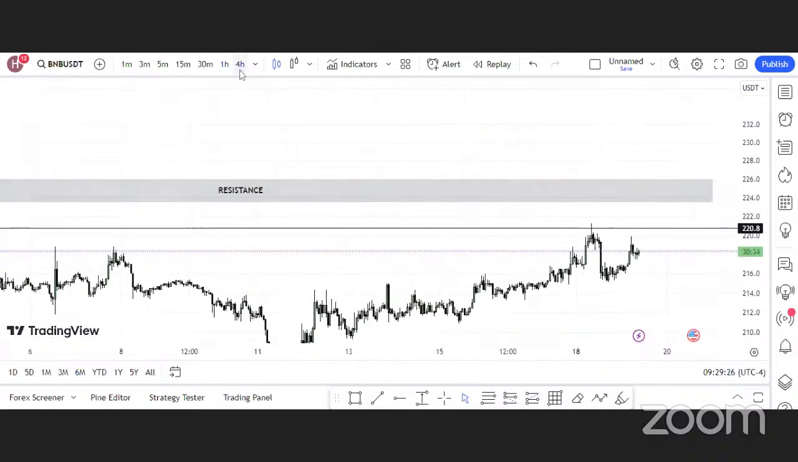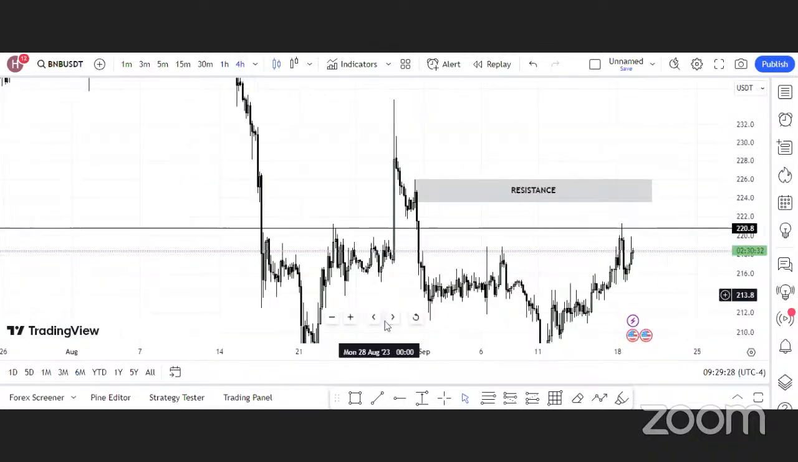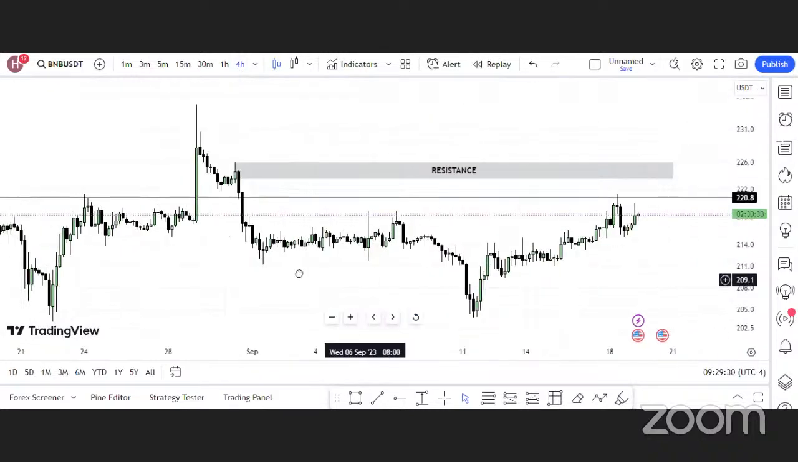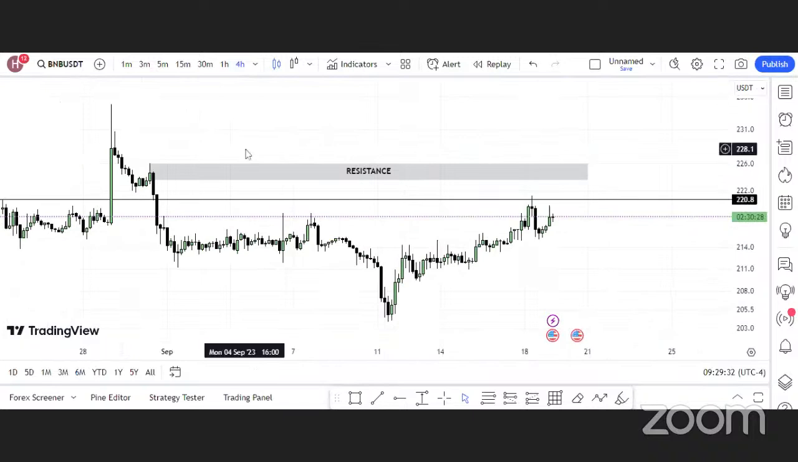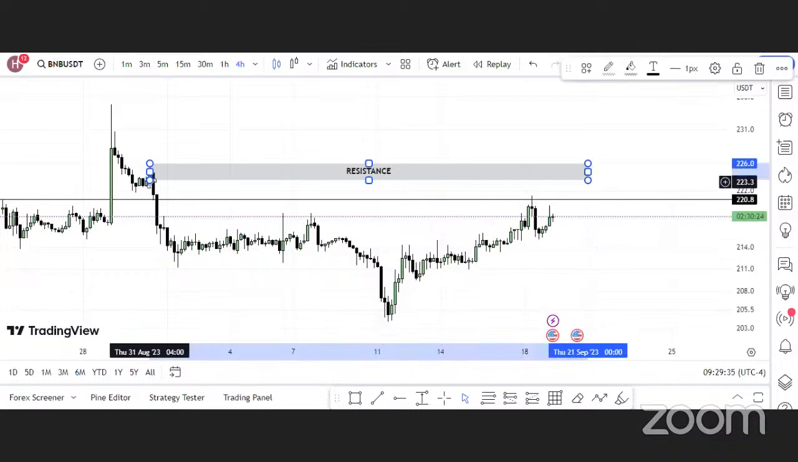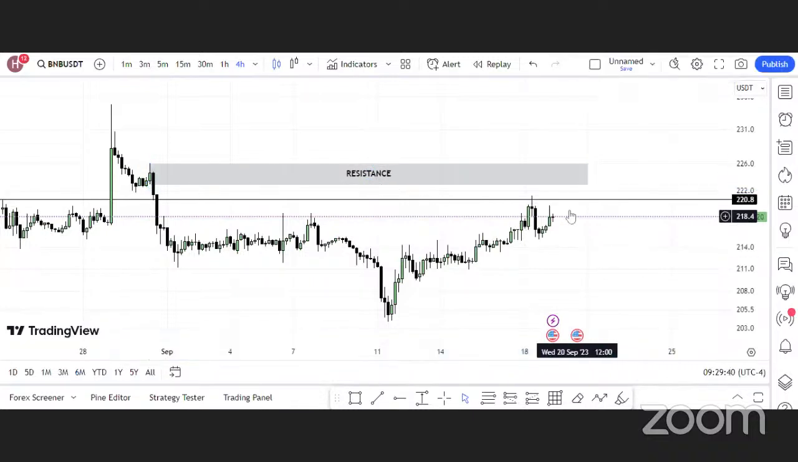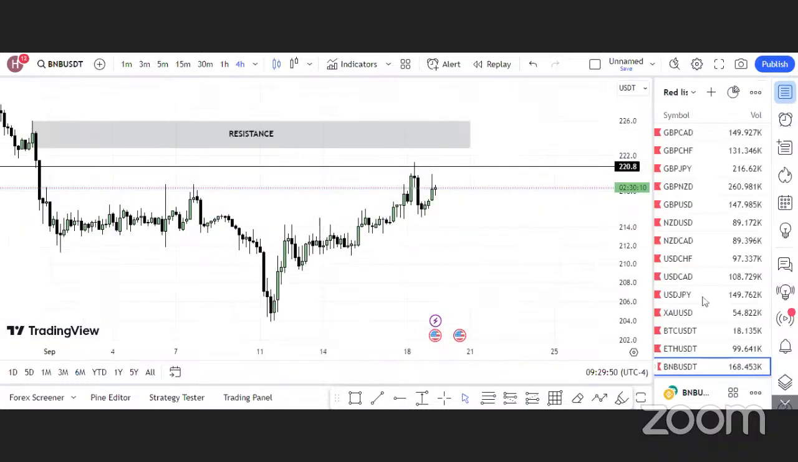So let me go back to the 4 hour time frame. You can look out for this pair, BNB USDT, on the 4 hour time frame, so you can keep an eye out for it. When it gets into the resistance zone, you can look out for a sell entry, a sell position. It's not anywhere close to our resistance right now, so let's move on to the next analysis.